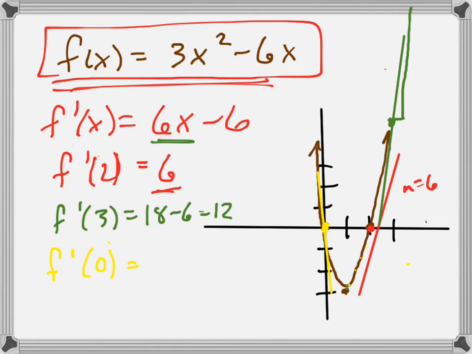What's f prime of 0? Plug in 0. 6 times 0 minus 6 is -6. Hey, how about that? It's the negative of the other one. Why? Because it's going down. The line is going down. It's decreasing to the left.